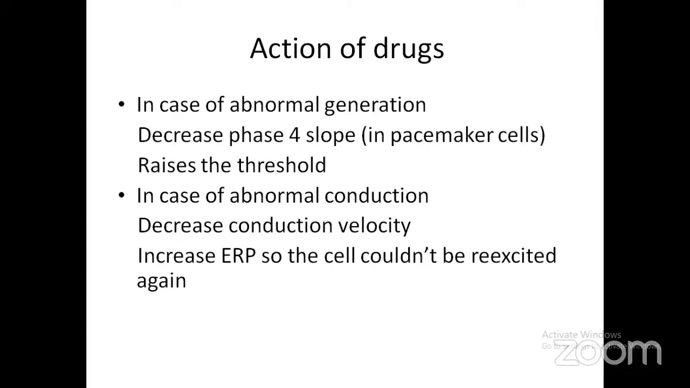Anti-arrhythmic drugs are classified into 2 groups based on the mechanism of action. One group is based on the abnormal generation of impulse. Another group is based on the abnormal conduction velocity. The drugs acting on abnormal generation decrease phase 4 slope in pacemaker cells. They raise the threshold. In controlling abnormal conduction, they decrease conduction velocity. They increase effective refractory period, so the cell will not be re-excited again.